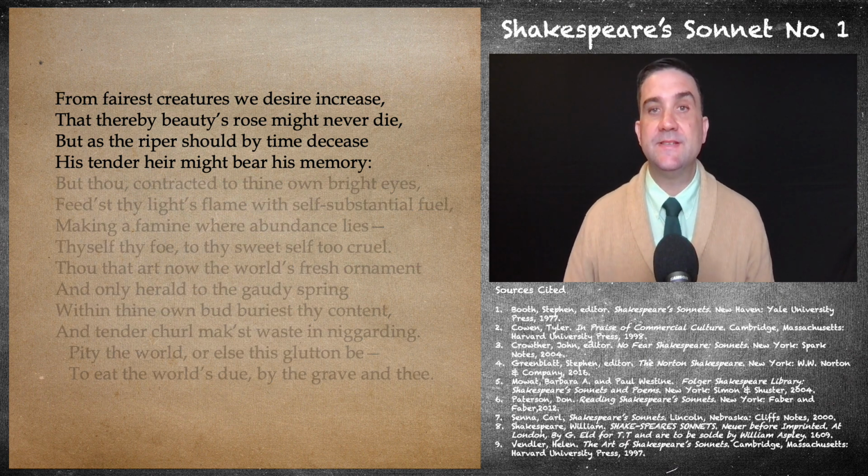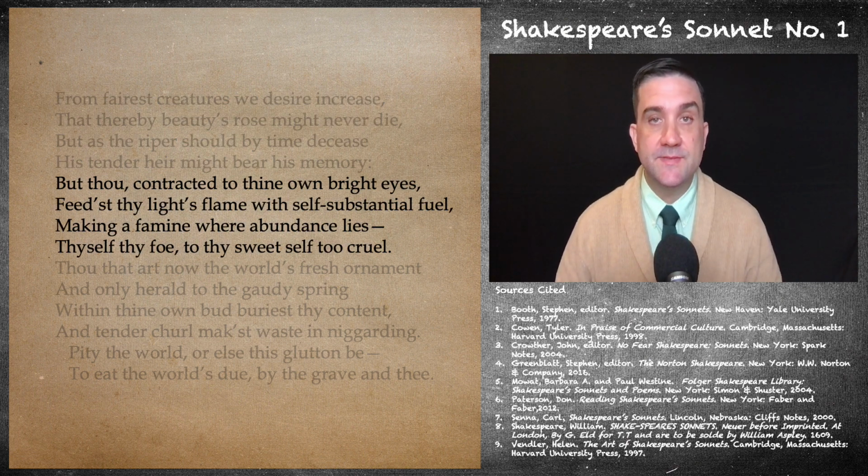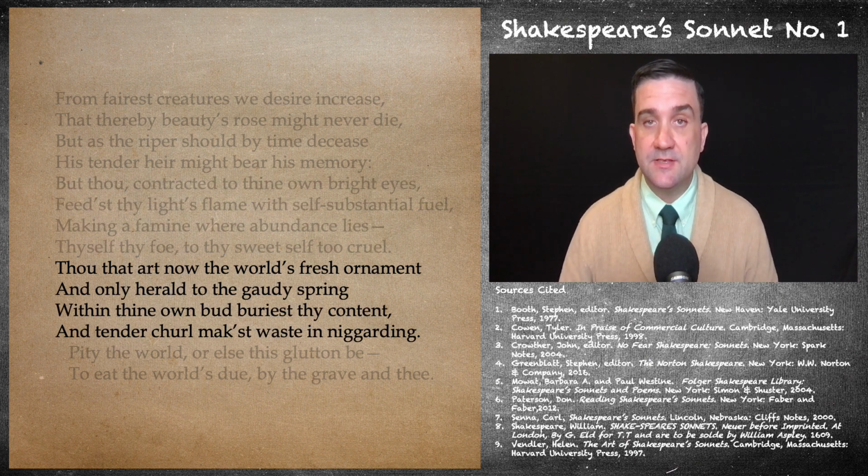The first quatrain states a moral imperative: beauty demands procreation. The second quatrain informs the young man that he is in violation of this moral law by failing to procreate. In the third quatrain, the speaker tells the young man that time will take his beauty from him if he doesn't stop being so selfish.